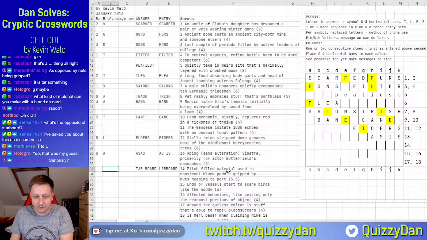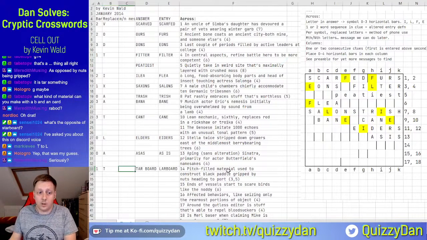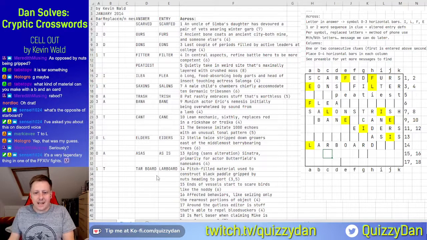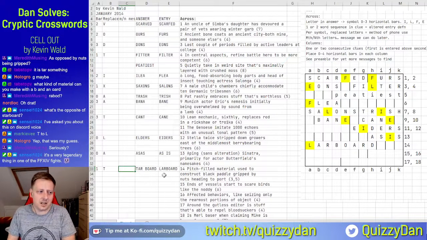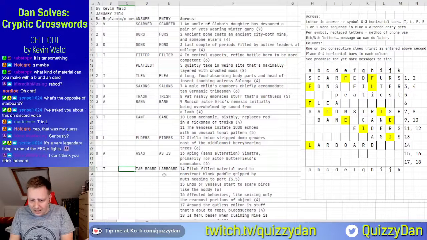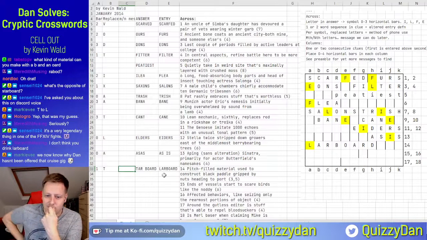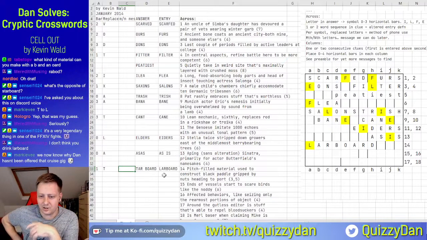So T becomes an L. An L has got one. Larboard. So it is that. And what was the other one? It was the as is. It's the I that also needs highlighting. There, 15 across. End of vessels start to scare birds like the noddy. End of vessels start to scare birds like the noddy. Birds like the noddy.